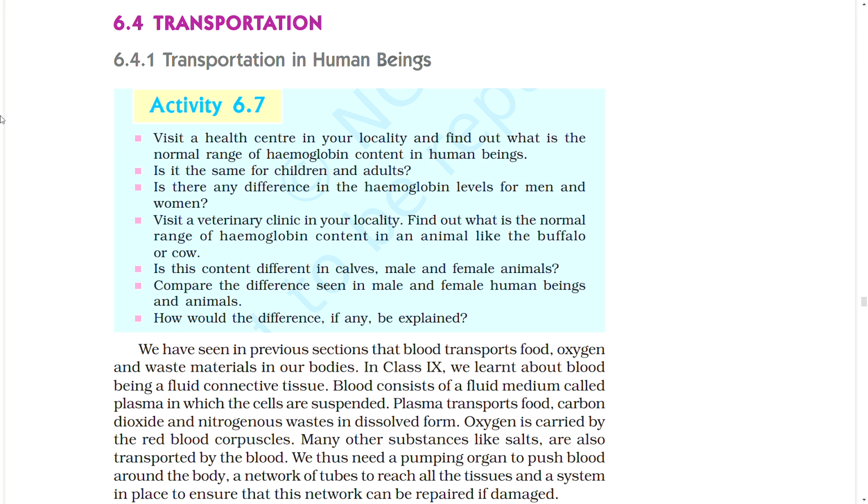Transportation. Transportation in human beings.